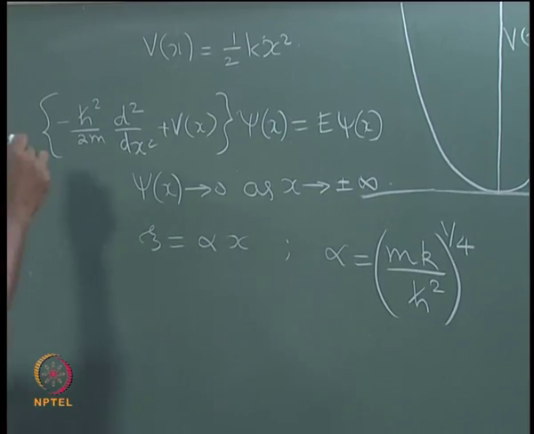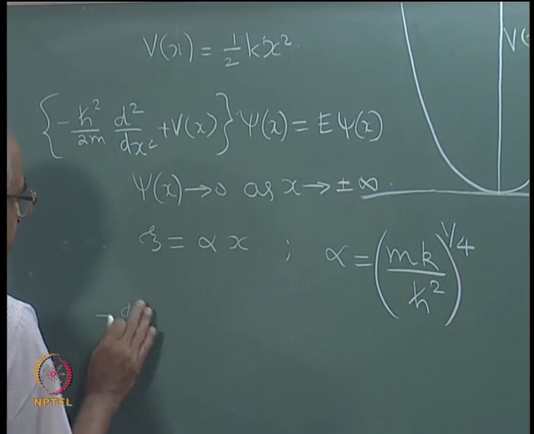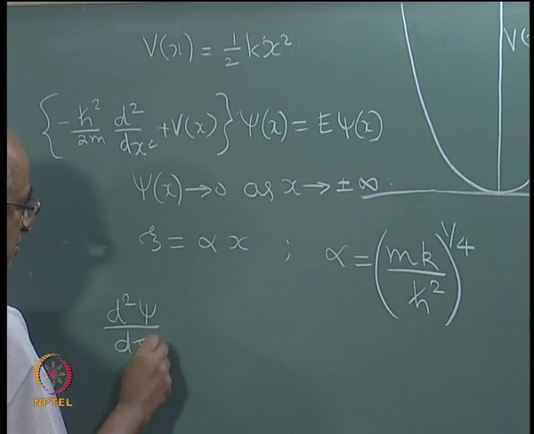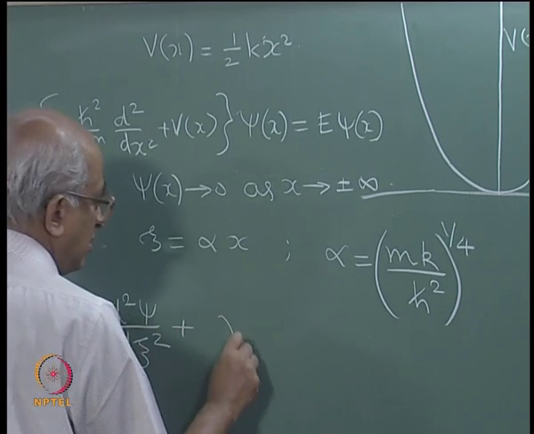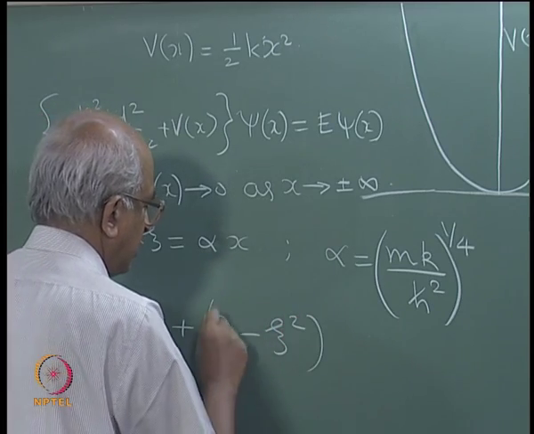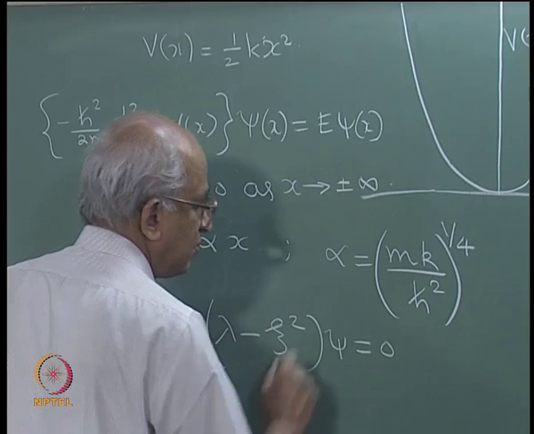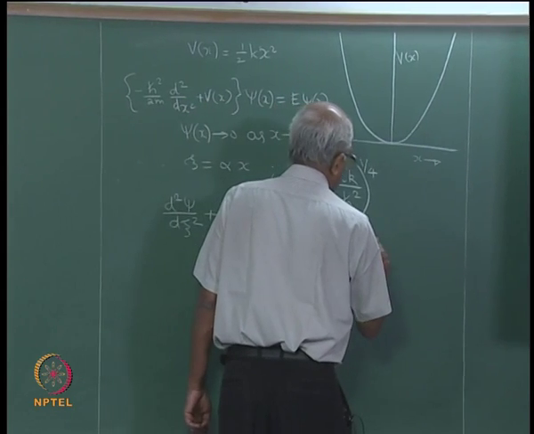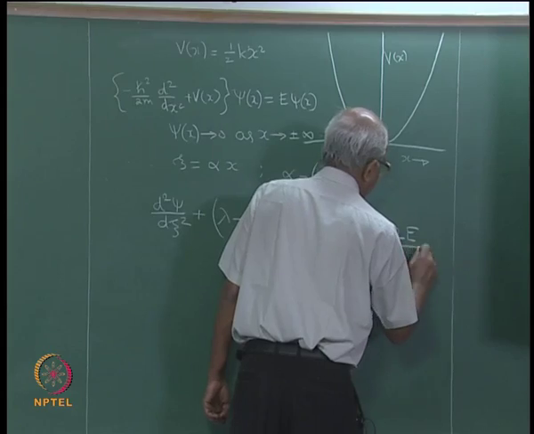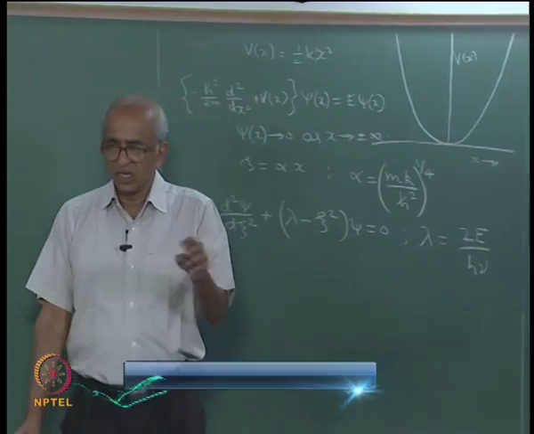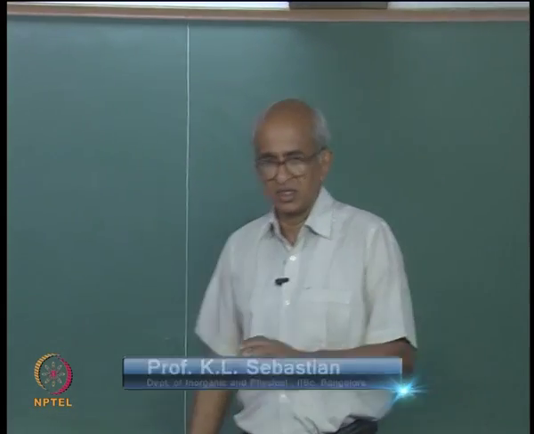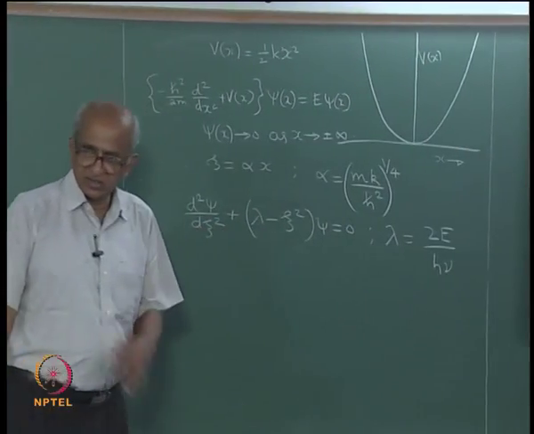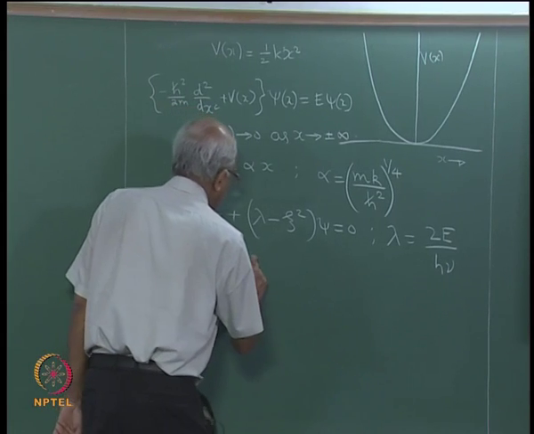And then what will happen? This differential equation becomes another one which may be written as d square psi by d c square plus lambda minus c square into psi is equal to 0, where lambda was defined to be 2e divided by h nu, where nu is the classical frequency of vibration of the harmonic oscillator, right.